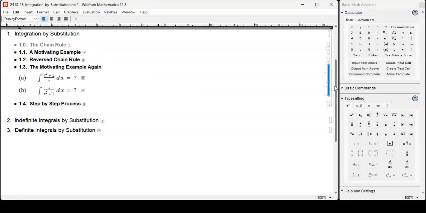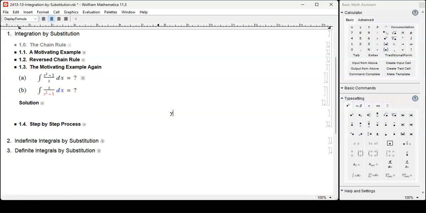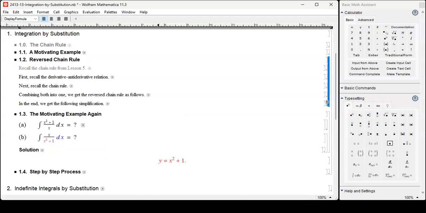So let's go back to this motivating example problem again, and let's work this out. Okay, this one here is the inside, and we want to substitute away this dx. How do we do that? Y is x squared plus 1. That's a substitution inside. Maybe I'll keep that over here.